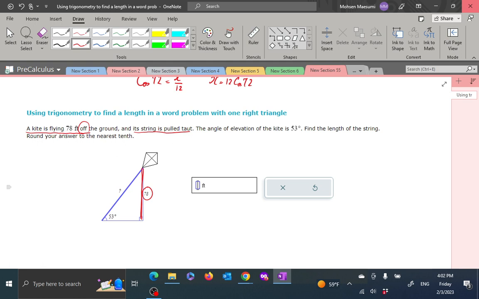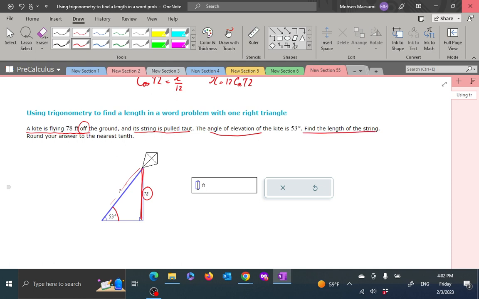So that is, this is of course the string here. The angle of elevation, again, the angle of elevation is 53 degrees. So here's my angle. Find the length of the string.